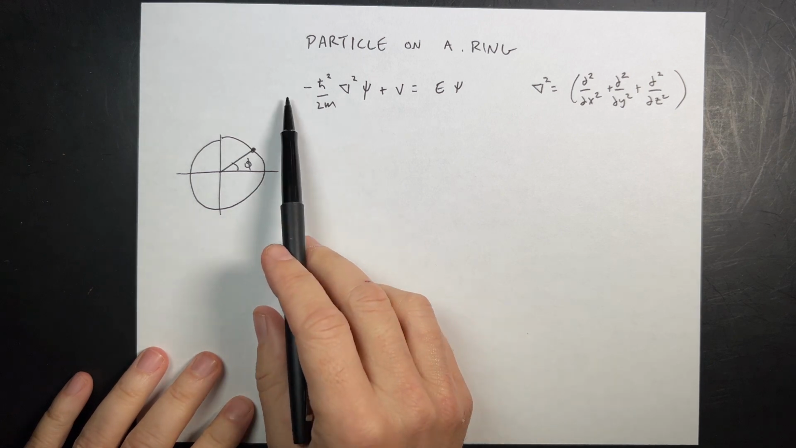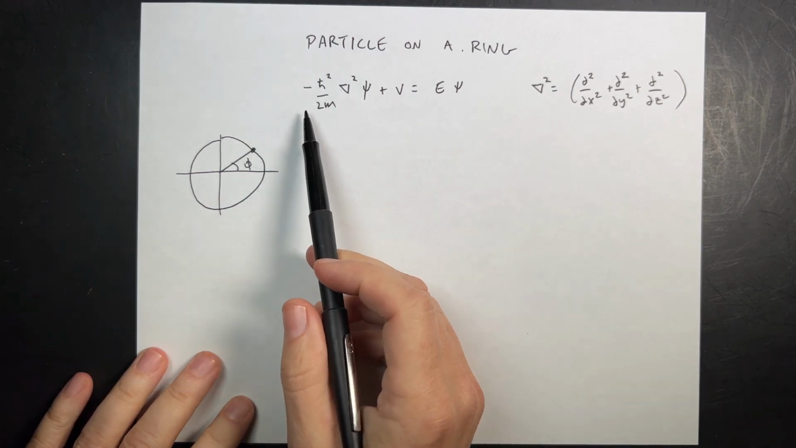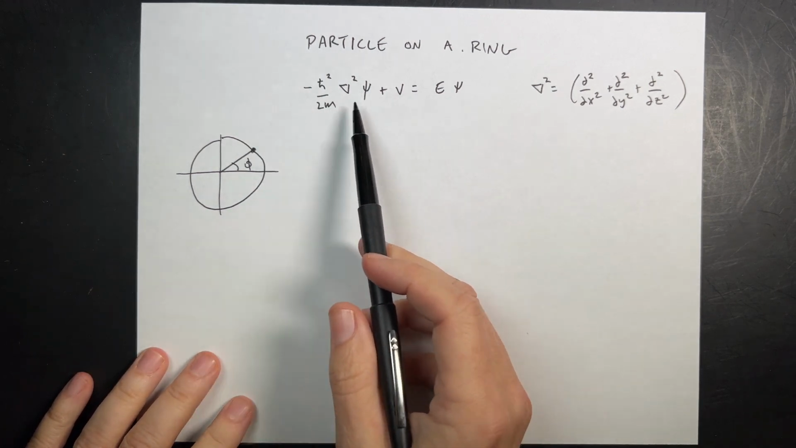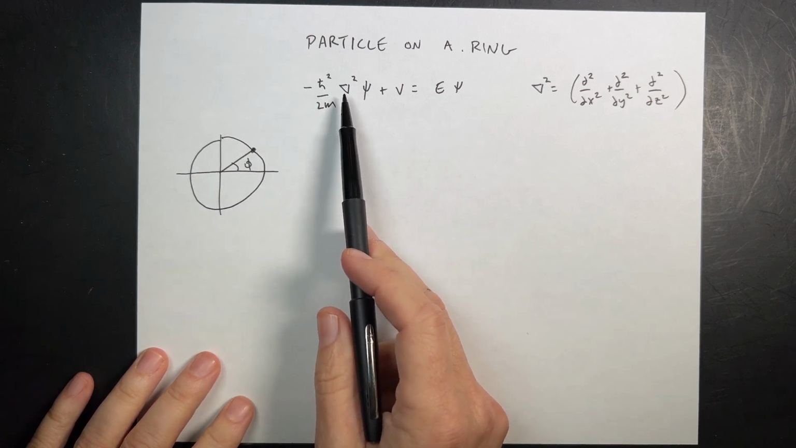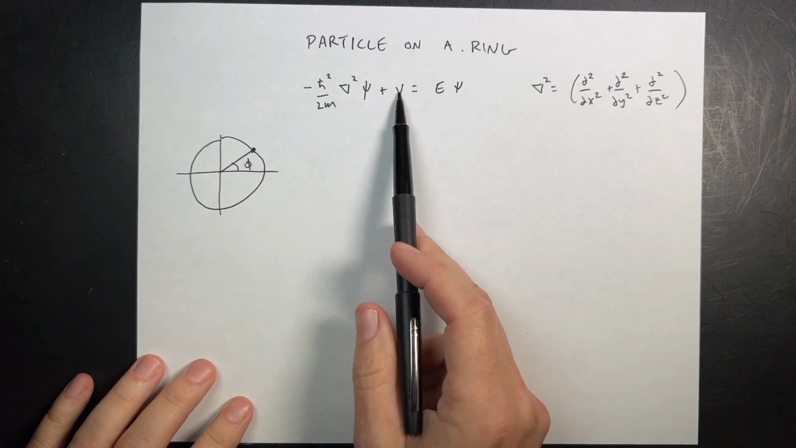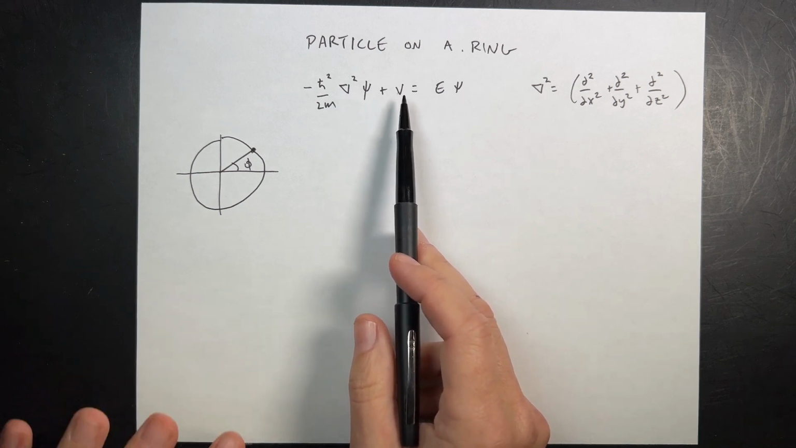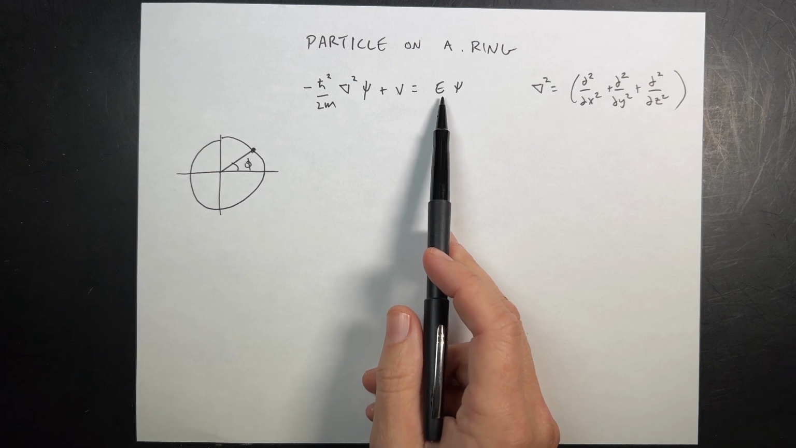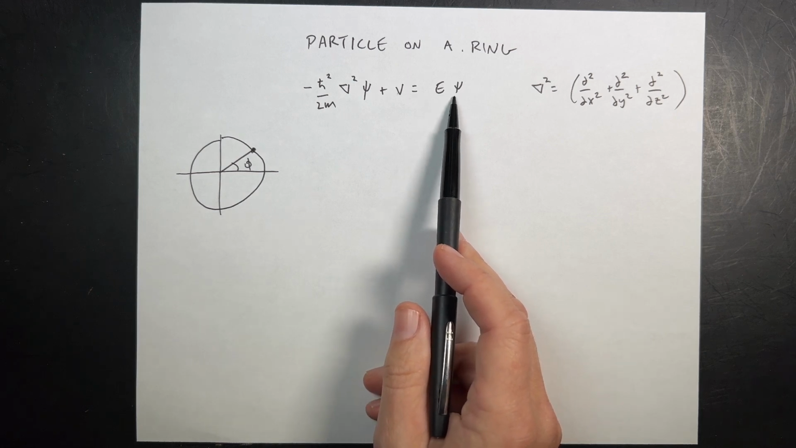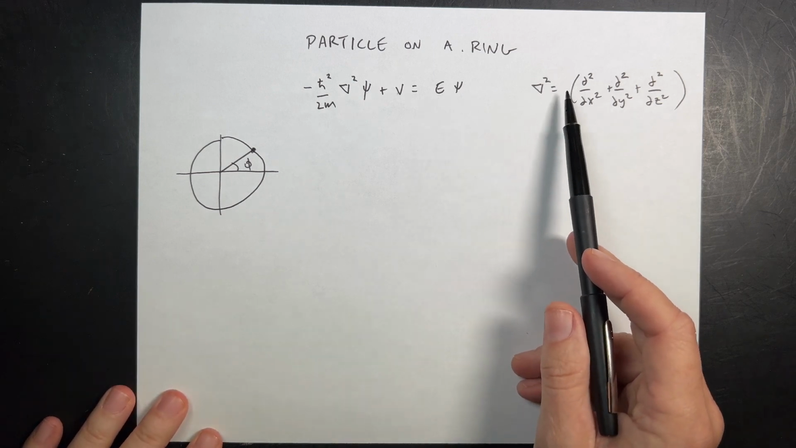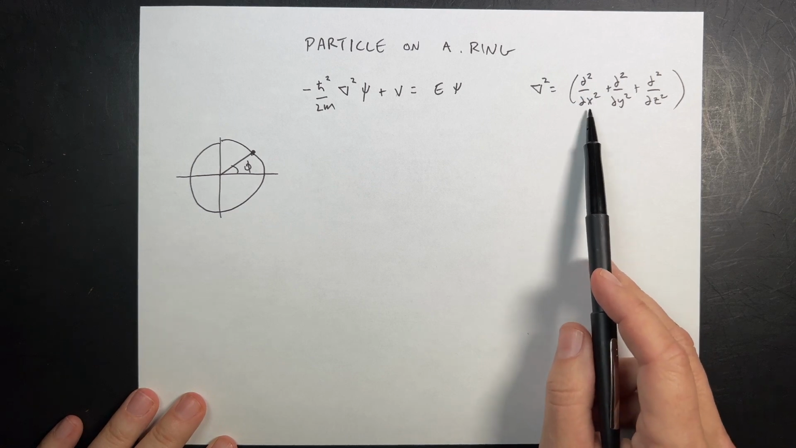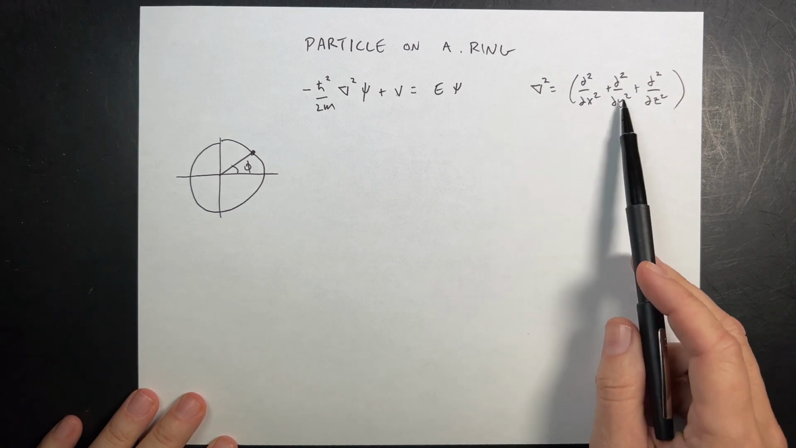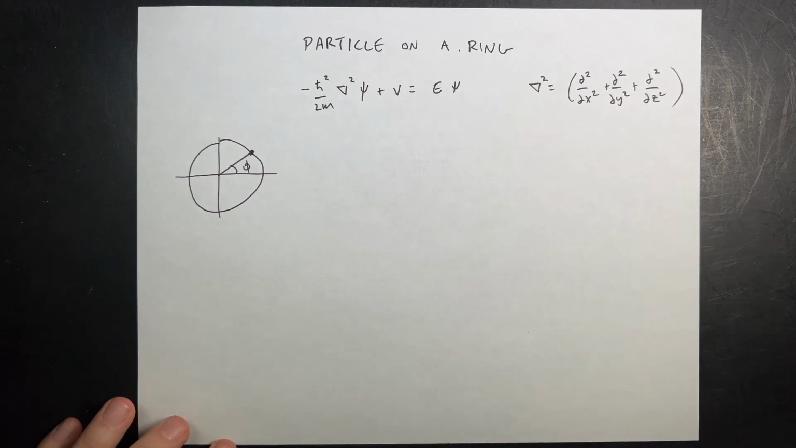So here is our time-independent Schrodinger equation in 2 or 3 dimensions. We have our kinetic energy term, and that's the Laplacian del squared psi, plus some potential. This works only if the potential does not depend on time, and that's going to be equal to the energy multiplied by the wave function psi. The Laplacian in Cartesian coordinates looks like this. It's pretty simple. It's the second partial with respect to x, plus the second partial with respect to y, plus the second partial with respect to z.